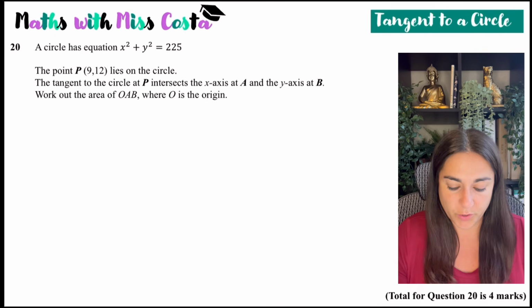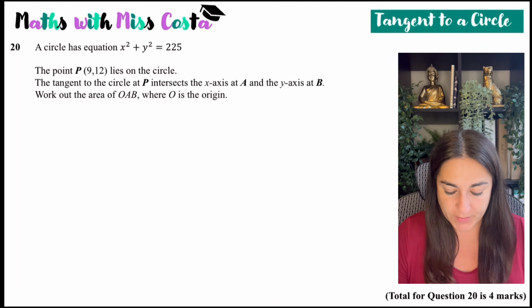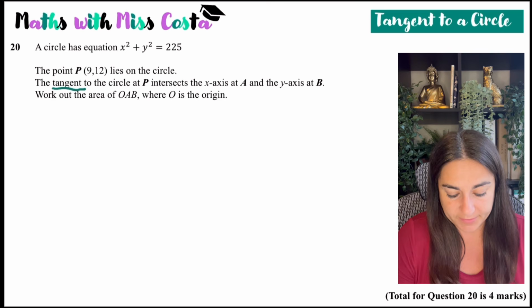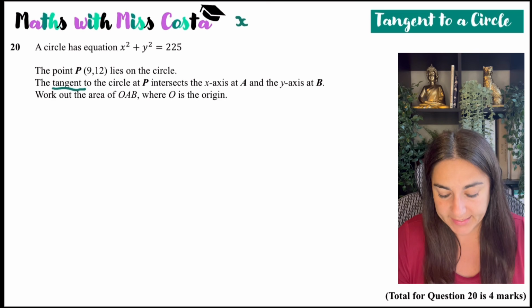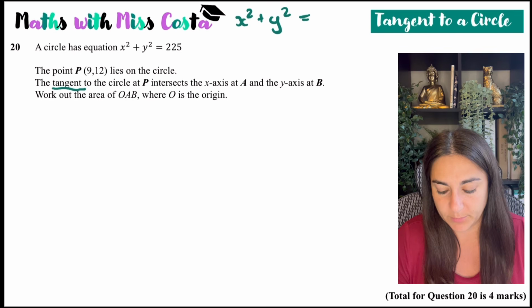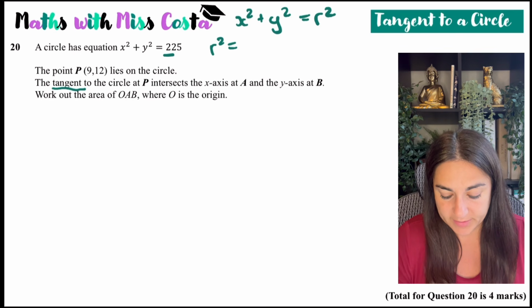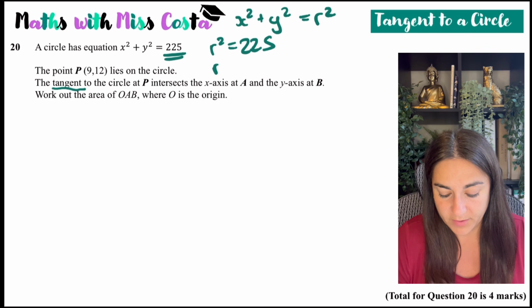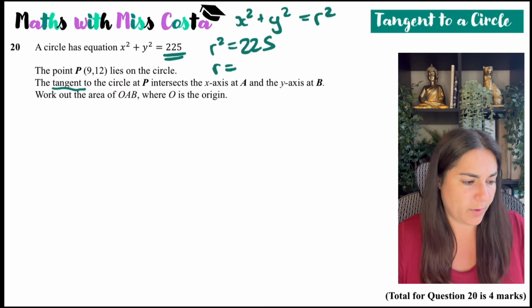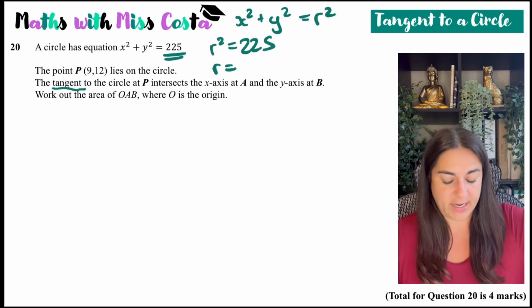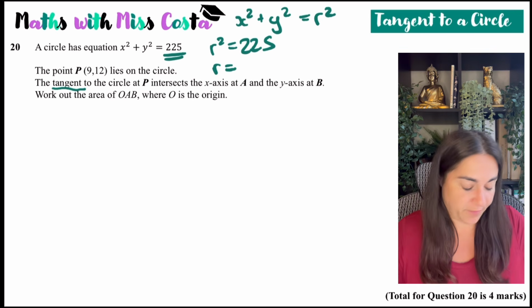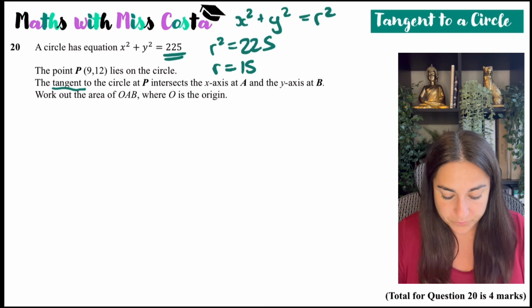Okay, so here you've got the equation of a circle and a tangent. There's a few things we need to know about this. The first is the equation of the circle is x squared plus y squared equals the radius squared. So in this case, the radius squared is going to be 225, which means that the radius is going to be the square root of 225, and the square root of 225 is 15.